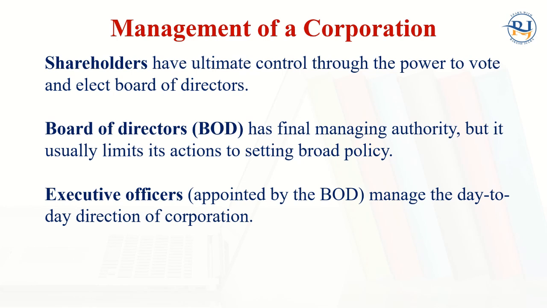The board of directors has final managing authority, but it usually limits its action to selecting the board policy. Whatever is in the board policy, accordingly they have to do. The board policy is generated in collaboration and talking with the shareholders. Executive officers are appointed by the board of directors and manage the day-to-day operations and direction of the corporation.